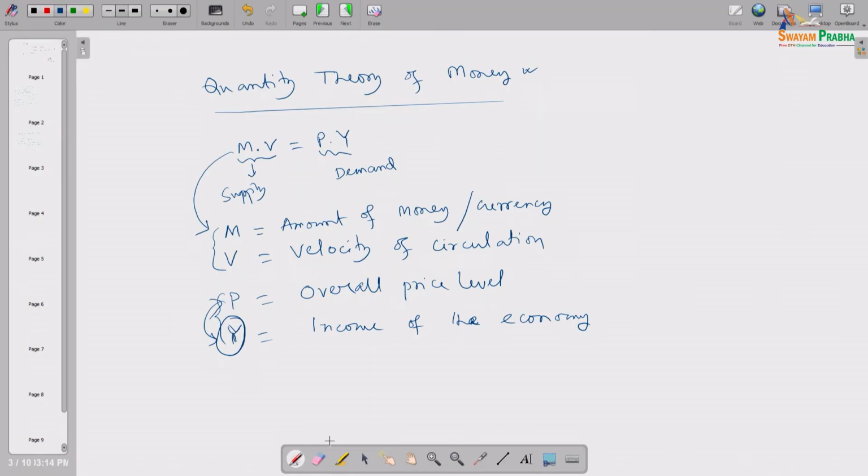So P times Y is the demand for money, because this much Y amount of total commodities and services are produced within the country, and P is the overall price level. That means, for smooth transaction of all these commodities and services produced within that society, you need P times Y amount of money. So the left hand side is the supply side, the right hand side is the demand side for money, and this is called the quantity equation of money.